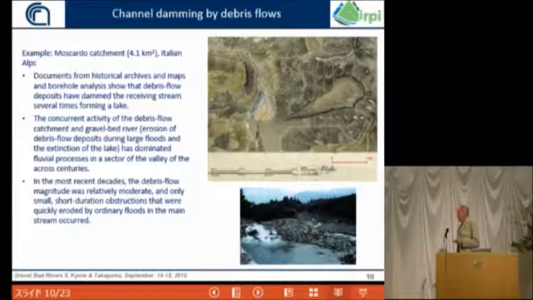Now, in the most recent decades, we know this because this catchment is now monitored for recording debris flows. In the most recent decades, debris flow magnitude was usually moderate, but due to the large amount of debris available, the possibility of a much larger debris flow still exists.